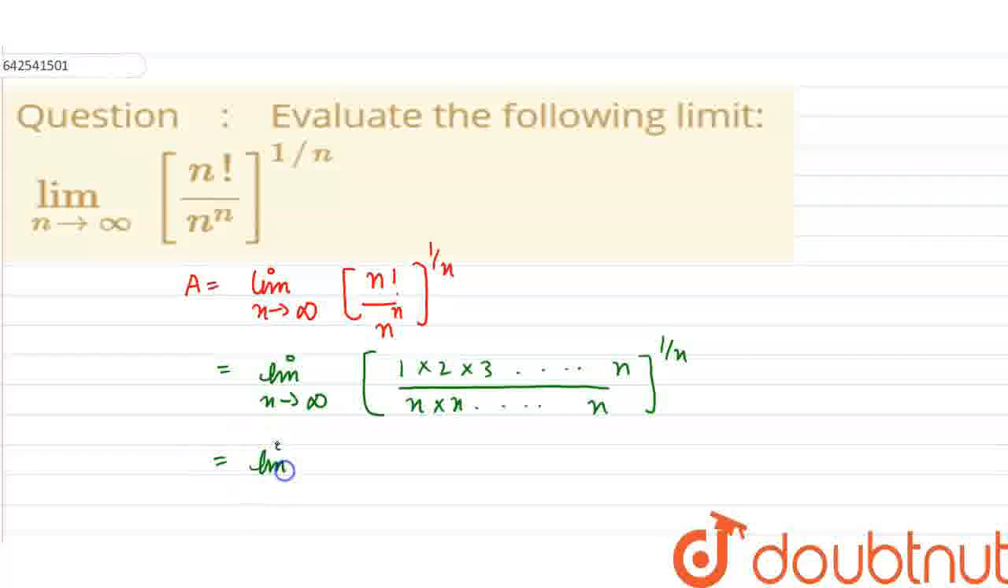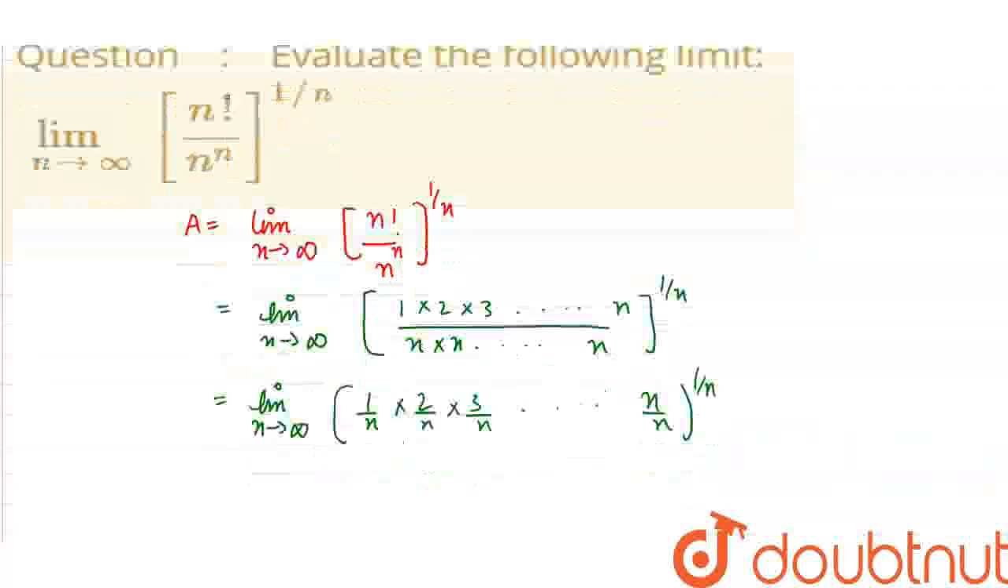So it is limit n tends to infinity, right? What we are going to do is, we are just considering 1 by n, 2 by n, 3 by n, like this. Okay, let me write for you. This is 1 by n into 2 by n into 3 by n, because it is going up to the last term, right? So up to n divided by n, and the power remains the same, which is 1 by n, right?